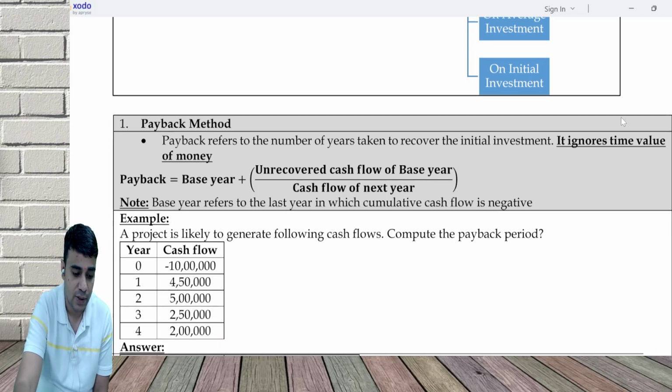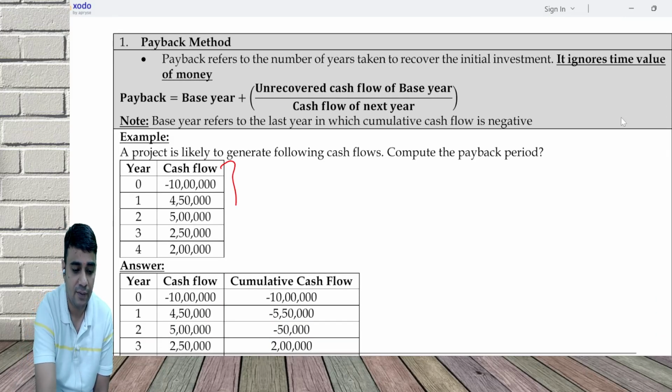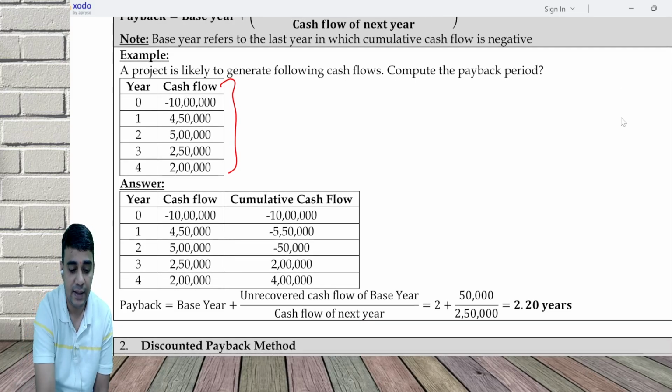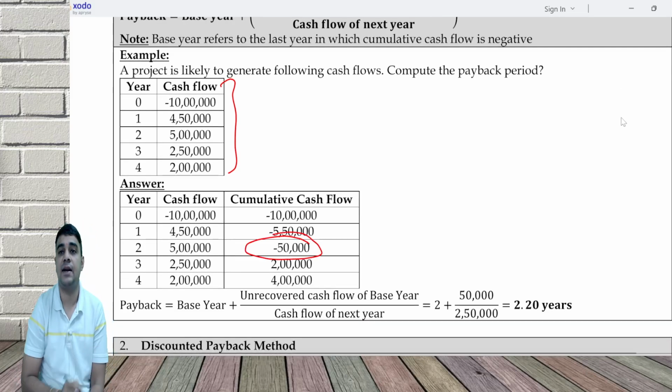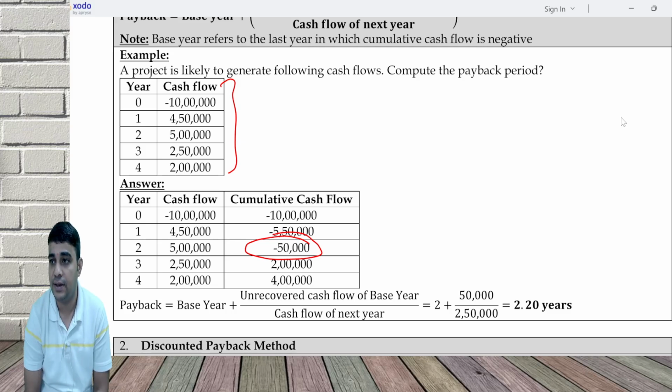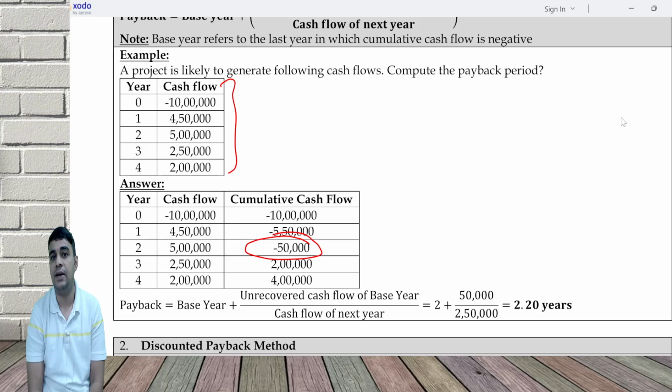An example was starting with minus 10 lakh. We keep putting these numbers. Here this is the base year. Last time when the cumulative cash flow is negative, then how much negative? 50,000. How much next year? 2 lakh 50. So 2 plus how much negative divided by the cash flow of the next year will give you the payback period. Next comes discounted payback.